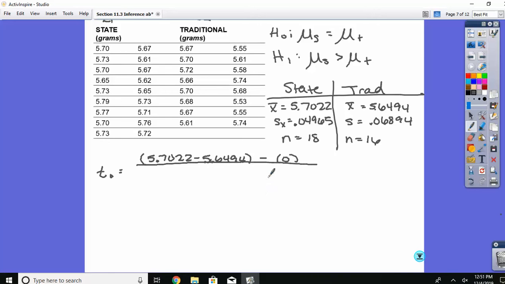Divided by our square root of the standard deviation of the first squared over the number in the first, plus the standard deviation of the second squared over the number in the second. All right, calculate this.